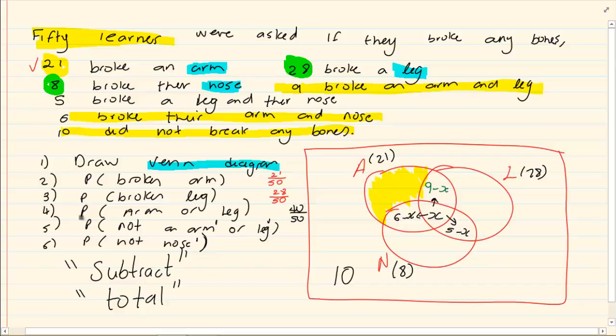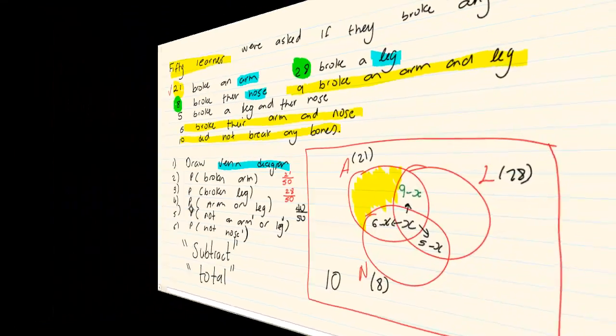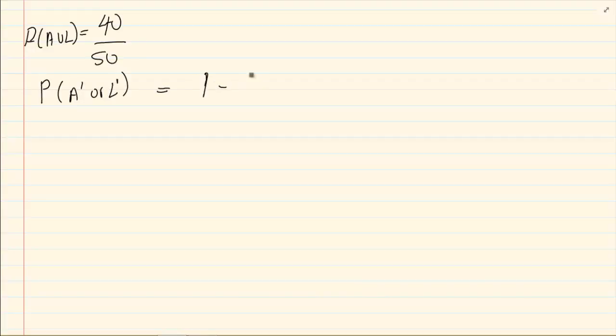Now, the next one is interesting. P of not an arm or a leg. Now, if you already got what is an arm or leg, it's 40 over 50. So, P of an arm or a leg is 40 over 50. So, if I want the probability of not an arm or a leg, 1 minus 40 over 50, which is equal to 10 over 50.